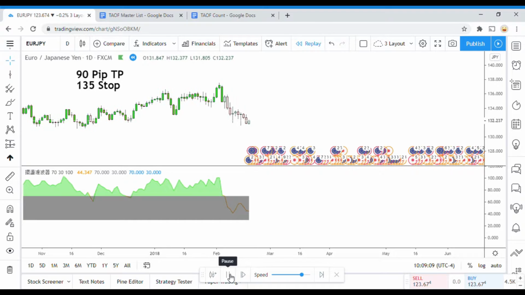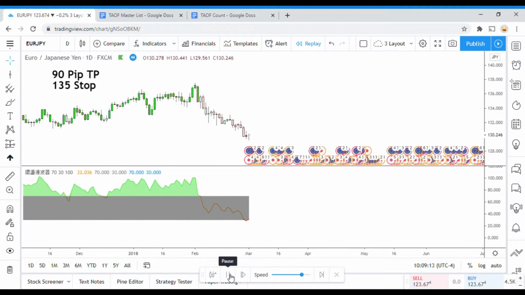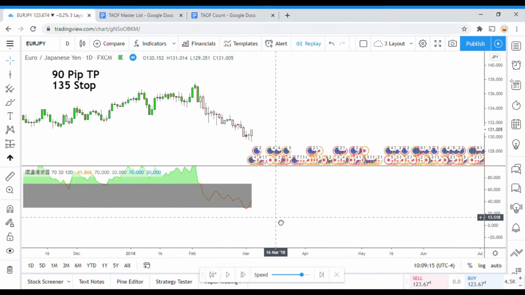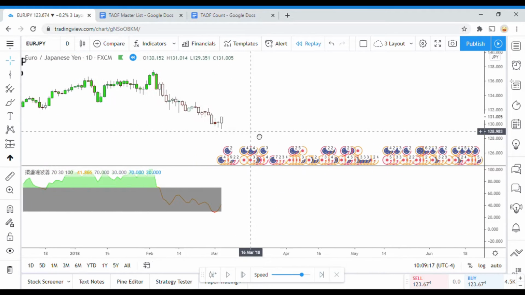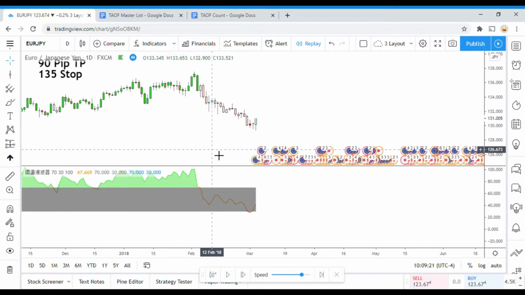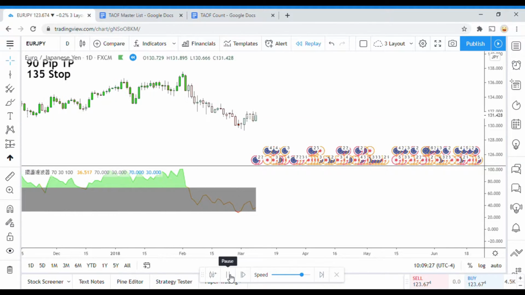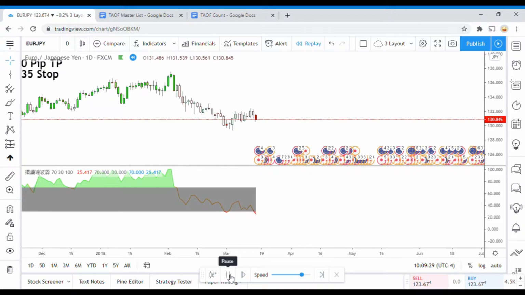Alright, it has dropped down into the choppy no trade zone, waiting for confirmation. There is a confirmation right there, a red candle, and that is a signal to go short. Let's play it out a little bit and see what it ends up doing here.